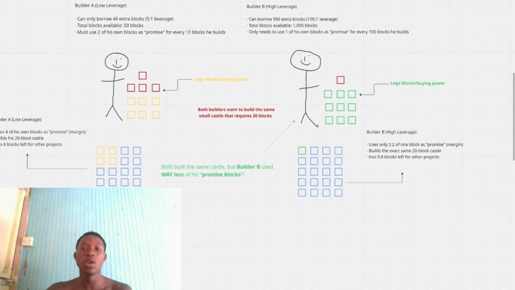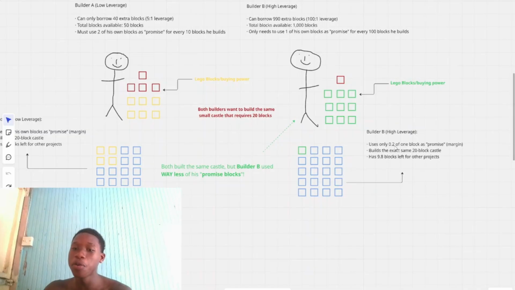Now we're going to builder B. As we can see, builder B only uses 0.2 of his blocks as a promise so that he can build a 20 block castle. Because remember, builder B only needs to use one of his blocks as a promise for every 100 blocks he builds.